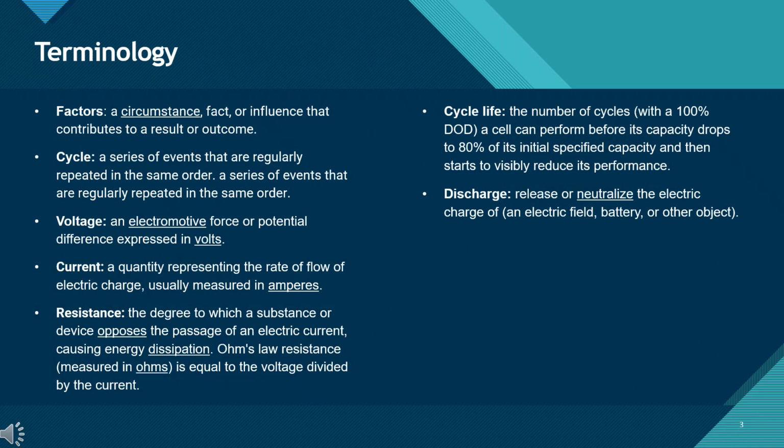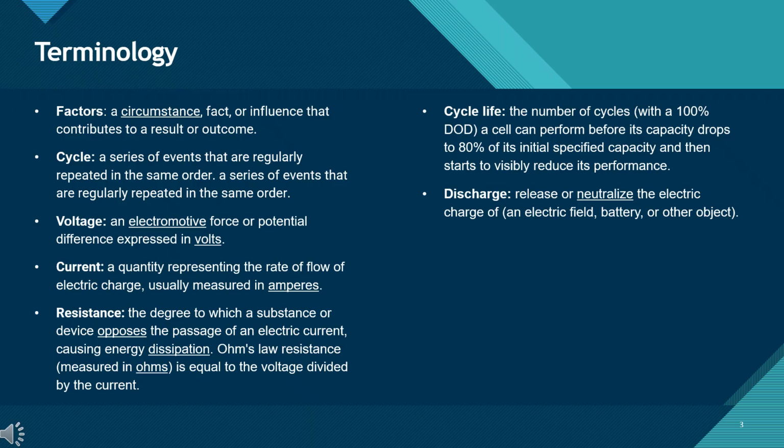Key terminology. Before we dive in, let's review some essential terms. Factors refer to circumstances or influences that shape a result. In our case, how a battery performs. A cycle refers to one full charge and discharge sequence of the battery. The number of cycles a battery can complete before losing capacity is a critical performance measure. Voltage is the potential difference expressed in volts, while current is the flow of electric charge measured in amperes.